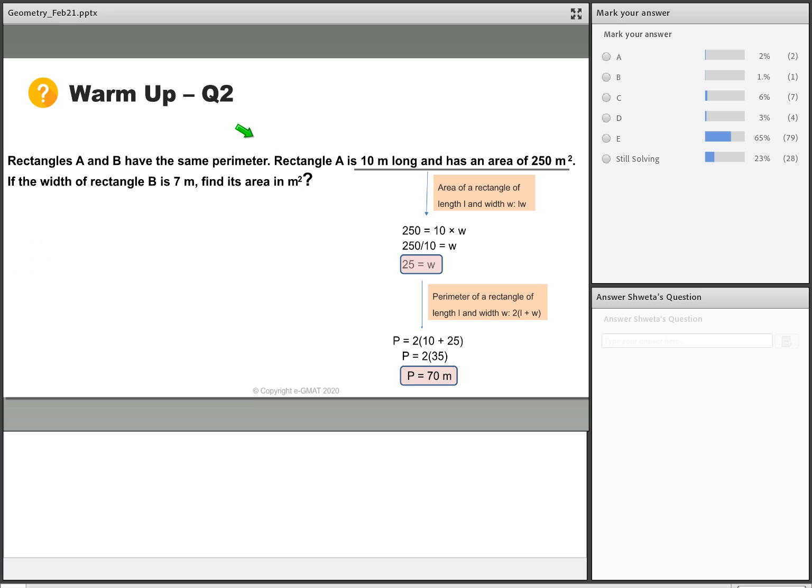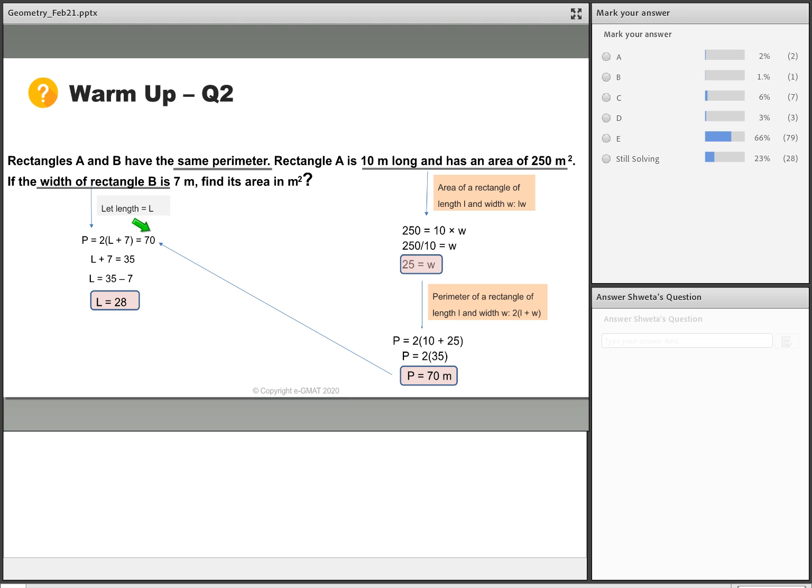Now this has to be the perimeter of rectangle B as well, since they are the same. But I don't know the length here, I only know the width. Well, what you have to do is you will assume something to be the length. So you will say, suppose the length of rectangle B is L. I don't know the value, but I'm just calling it something. In that case, the formula for perimeter, 2 times (length plus width), will be this.